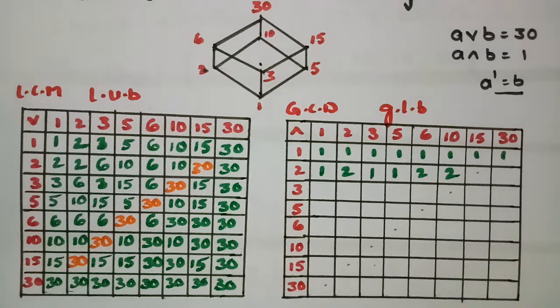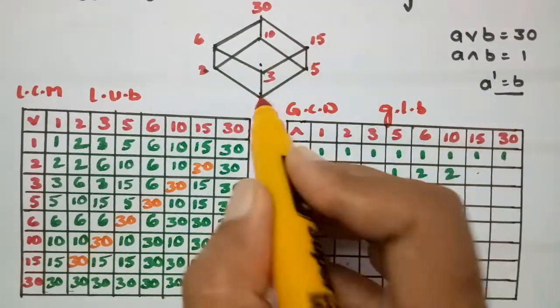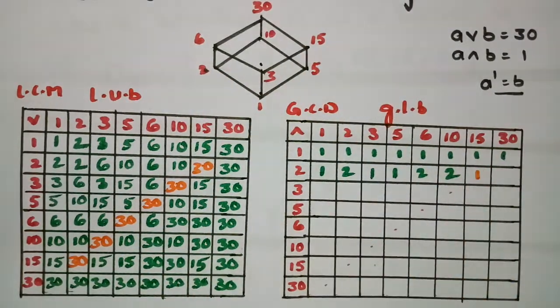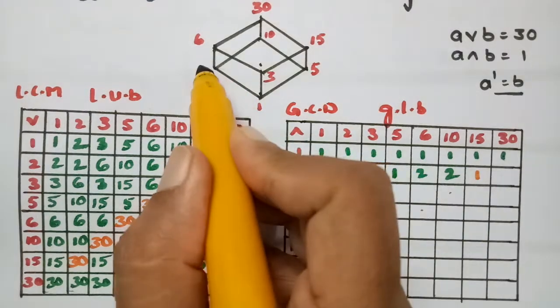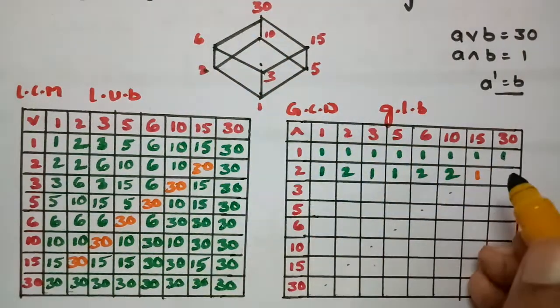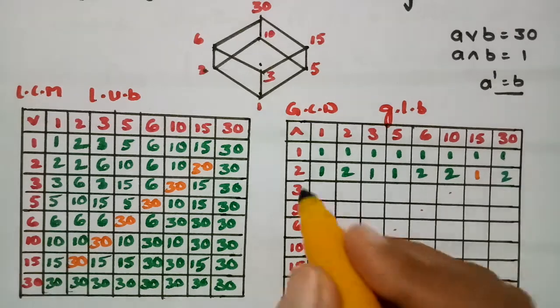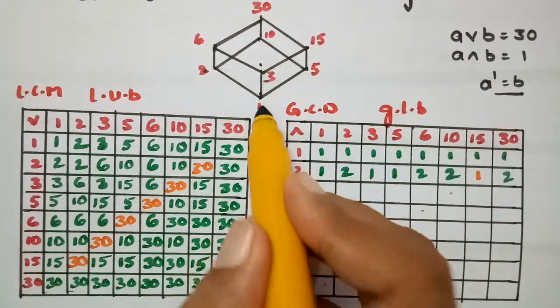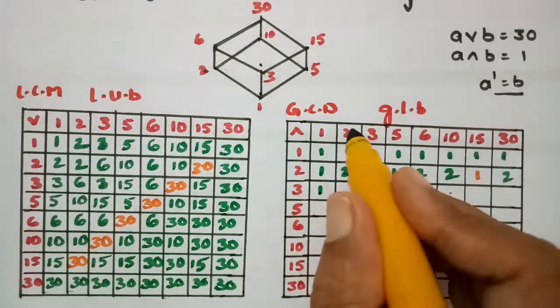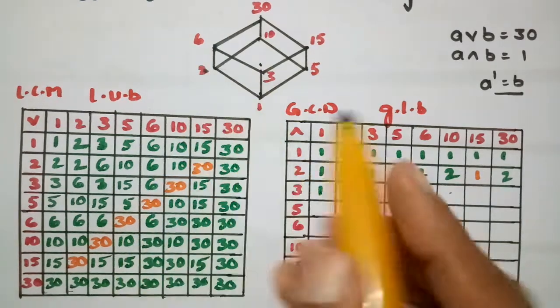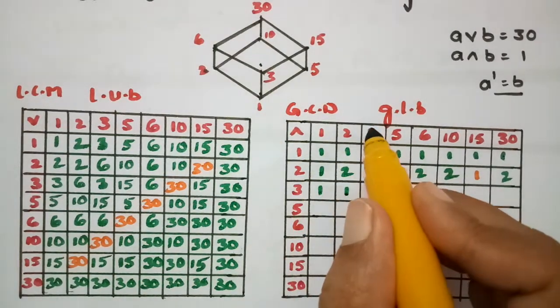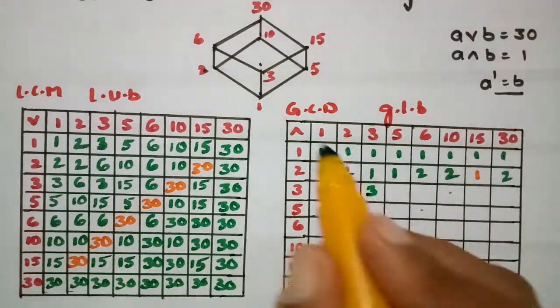Among 2 and 15, they meet at a point 1. And among 2 and 30, the lower bound here is 2. And next one, 3 and 1. Among 3 and 1, the lower bound here is 1. 3 and 2, the lower bound here is 1. Among 3 and 3, the lower bound here is 3.